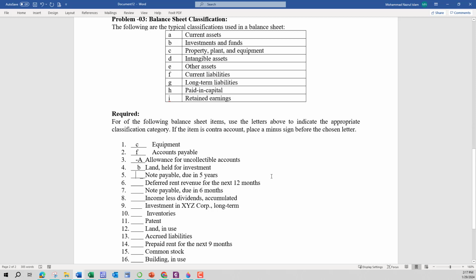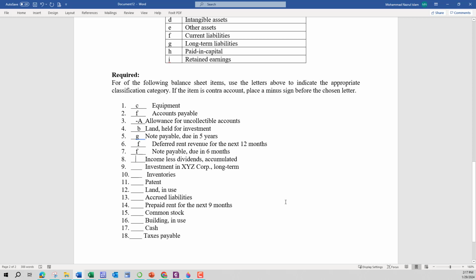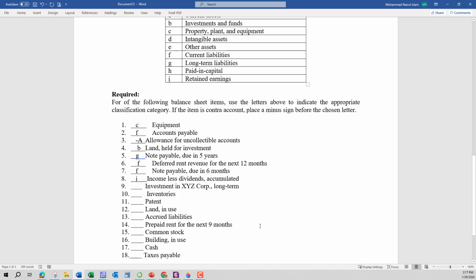Note payable due in 5 years: so long-term liabilities, right? G. Then deferred rent revenue for the next 12 months is a current liability, F. And the note payable due in 6 months, F again. Income less dividends accumulated is retained earnings, I. Investment in XYZ Corporation, long-term investment, is investments and funds, B.